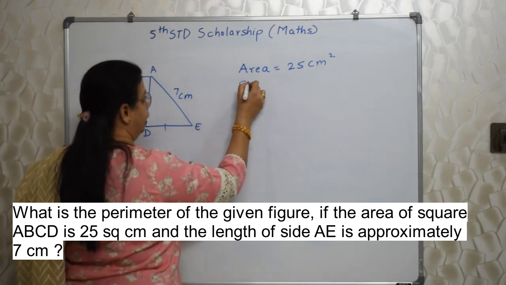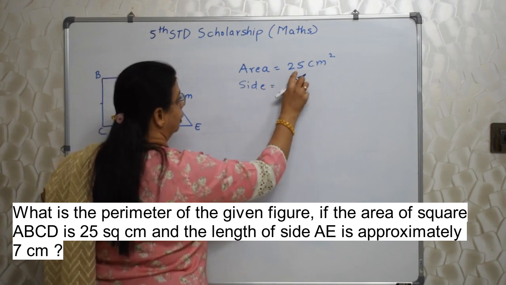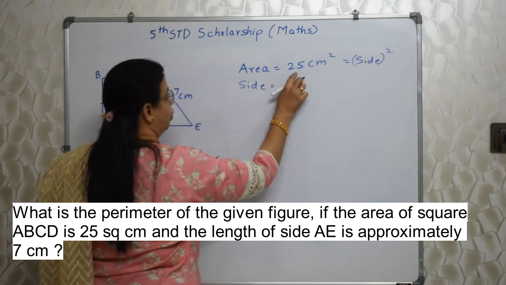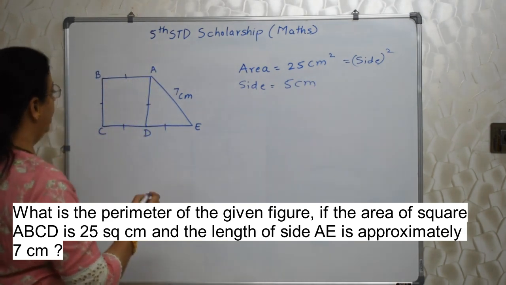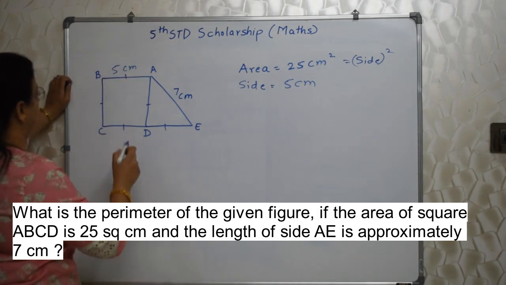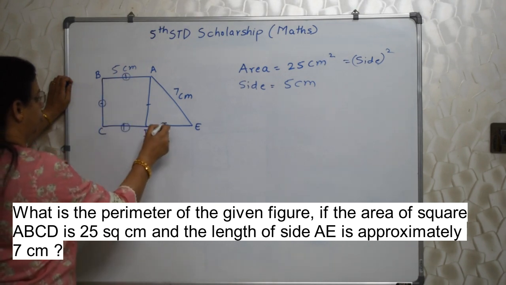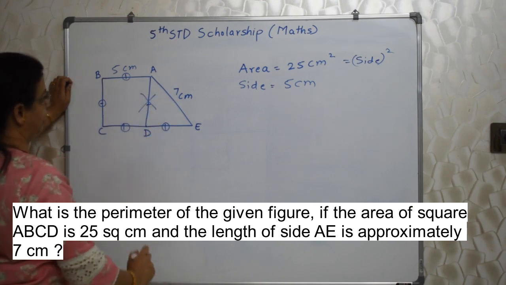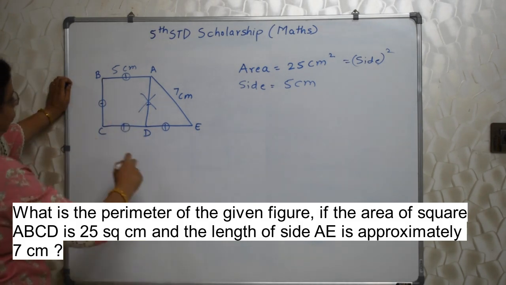So for that we need the side. How can we find out the side? This is side square, so the square root of this, that is 5 centimeter, will be the side. Once we get this, all these sides are 5 centimeter, so it is very easy now, right? How many sides are there? 1, 2, 3, 4 and this one, 7 centimeter. We don't have to take this line because that is inside. When we find out the perimeter, we need to concentrate only on the outer border.